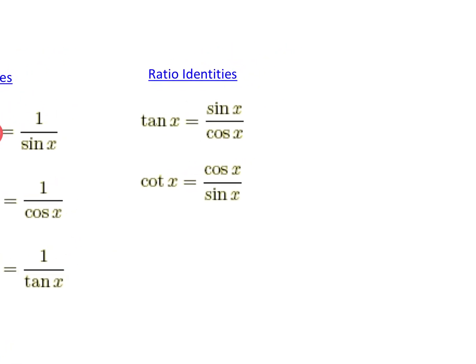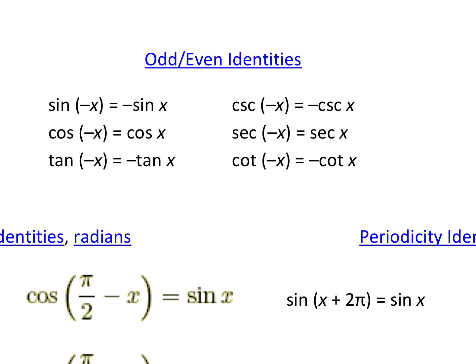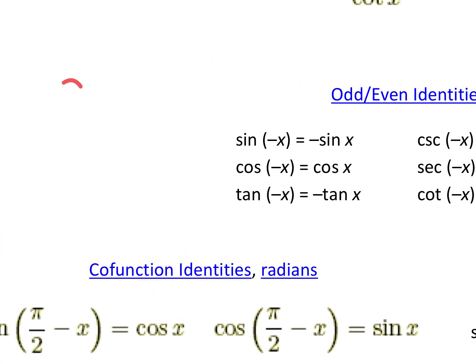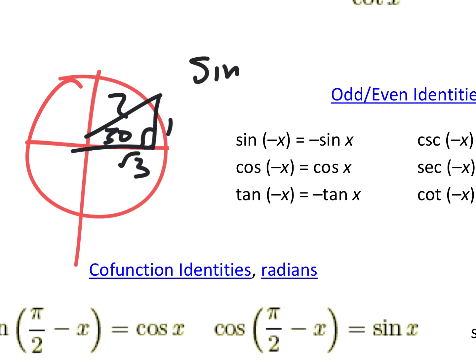And here are the ratio ones. Tangent is sine over cosine. Cotangent is cosine over sine. I want to talk about these today. So to do it, I want you to make me quadrant 1, a 30, 60, 90. 1, 2, square root of 3. And I'd like you to figure out what sine of 30 is. It's not real hard, but once you get the triangle drawn, we can do a lot more.